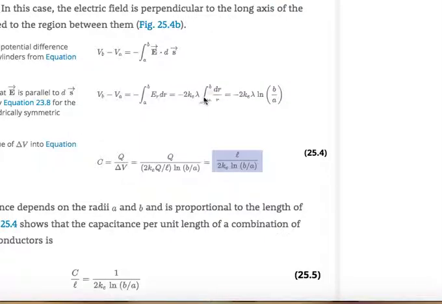So we've plugged in the electric field for a cylinder here. We say negative 2 K lambda over r dr. When you integrate that, the integral of dr over r is ln. So it became ln of B minus A, and then it was ln B minus ln A, which is ln of B over A. And so when you plug that in for your delta V into your capacitance, capacitance is charge divided by delta V. We also plugged in lambda is Q over L. And clean it up and you get this.